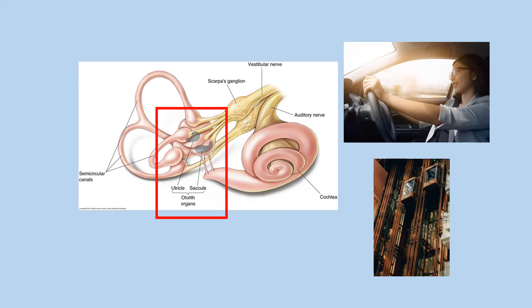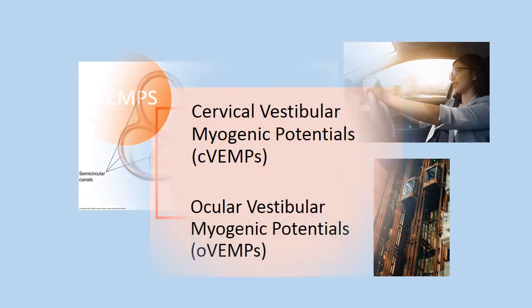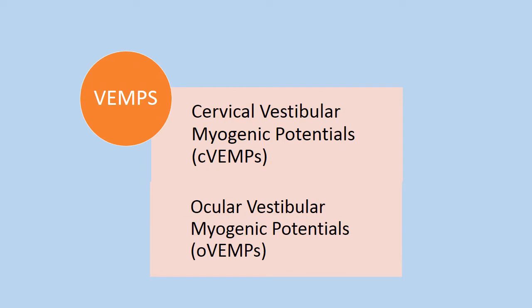So, whenever people encounter a problem with their balance, the function of these otolith organs can now be clinically measured using the vestibular evoked myogenic potentials, or VEMPs. VEMPs is one of the laboratory tests for assessing the peripheral vestibular functions. VEMPs comprise two types. The first one is the cervical vestibular evoked myogenic potentials, or cVEMPs. The second one is the ocular vestibular evoked myogenic potentials, or oVEMPs.